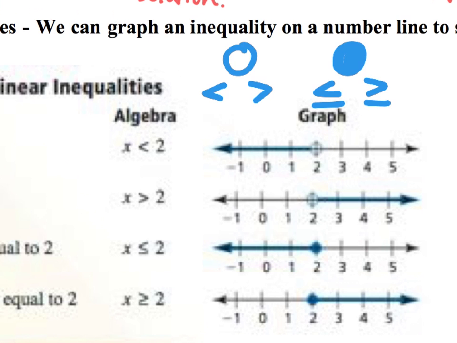X is less than 2 would have an open circle at 2, and go to the left because the x values are less than 2: 1, 0, and negative 1. X values greater than 2 would be an open circle at 2 and to the right. If it's less than or equal to 2, that means it's a closed circle because it could be equal to 2, but it's less than. So again, it goes to the left. And lastly, greater than or equal to 2 would be a closed circle at 2, and greater is to the right.